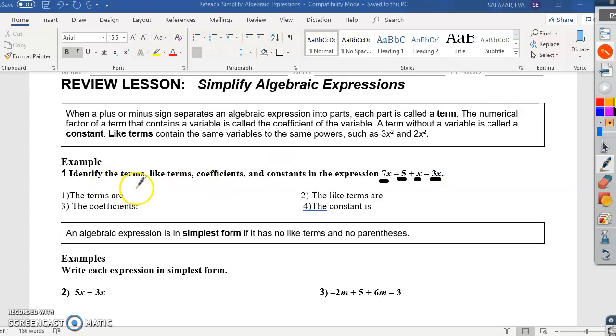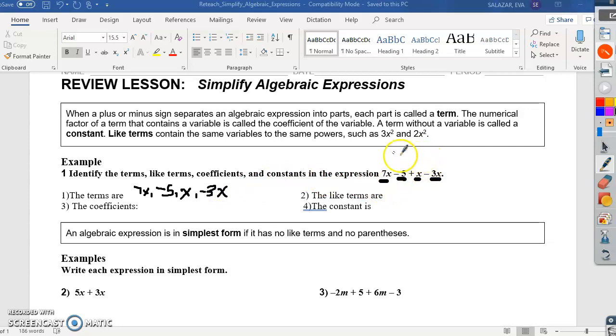And the terms are 7x, -5, x is another term, and -3x.